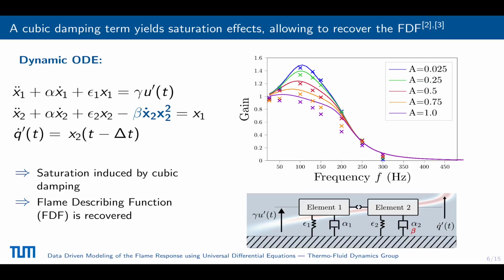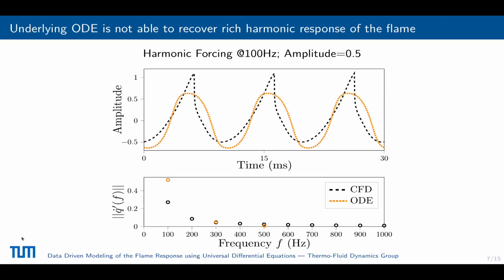Saturation is a nice thing to obtain, but there's more to the flame response. And when I say more, I want to put a special emphasis on the harmonics that we can observe in a flame. What do I mean by that? So consider that we force our flame with 100 Hertz, so a harmonic signal, at an amplitude of 0.5 or 50% perturbation amplitude. Now, black dashed in this figure represents the true response of the flame. And you can see that the response is very, very nonlinear.